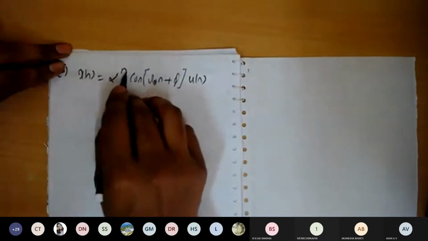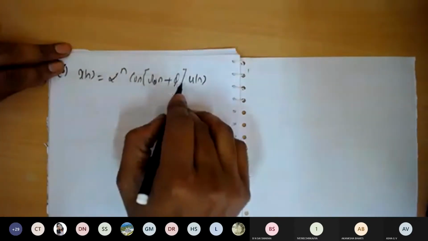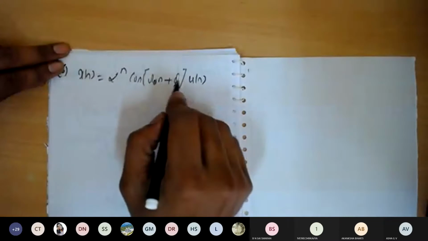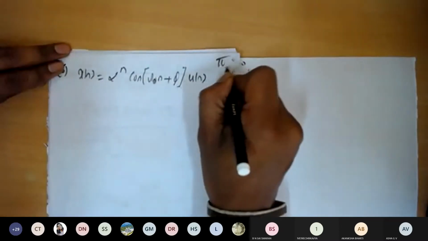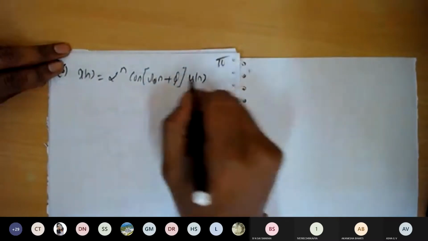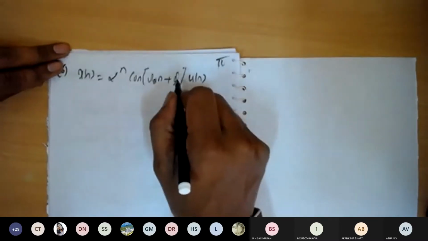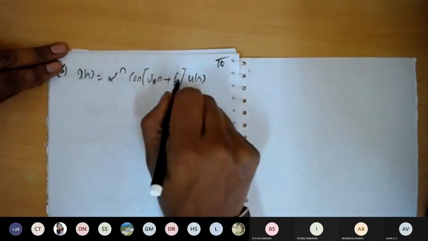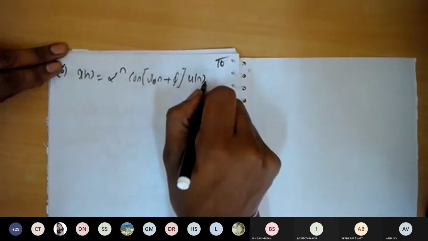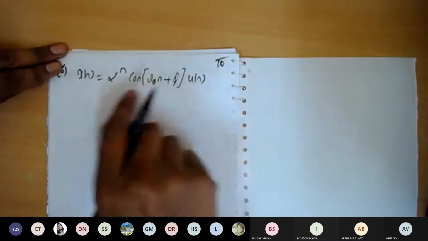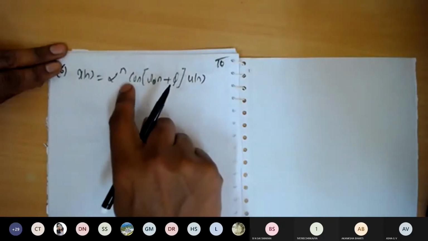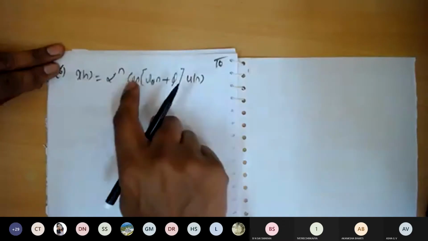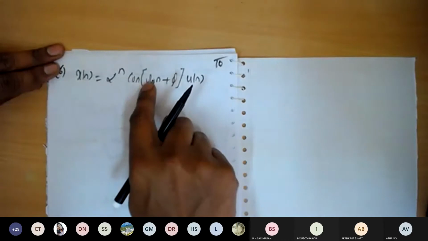So here we have alpha to the power of n cos omega naught n plus phi. Phi is the phase shift here. This is phi, not pi. This is a Greek letter, and this phi we are going to use to represent the phase shift. So we have alpha to the power of n into cos omega naught n plus phi into u of n. Here we can solve this problem by using two methods. One is by applying the frequency shift property and applying alpha to the power of n into u of n. The other one is converting the cos into exponential terms by using Euler's formula.